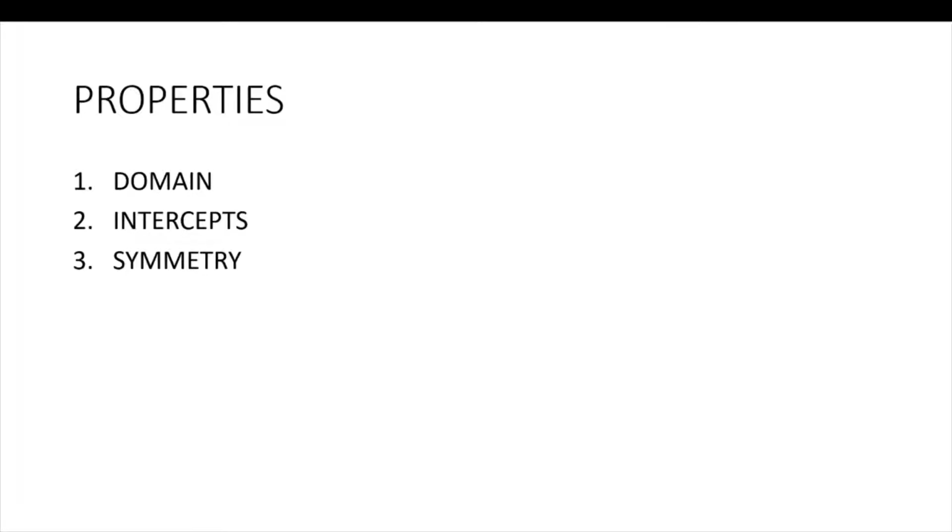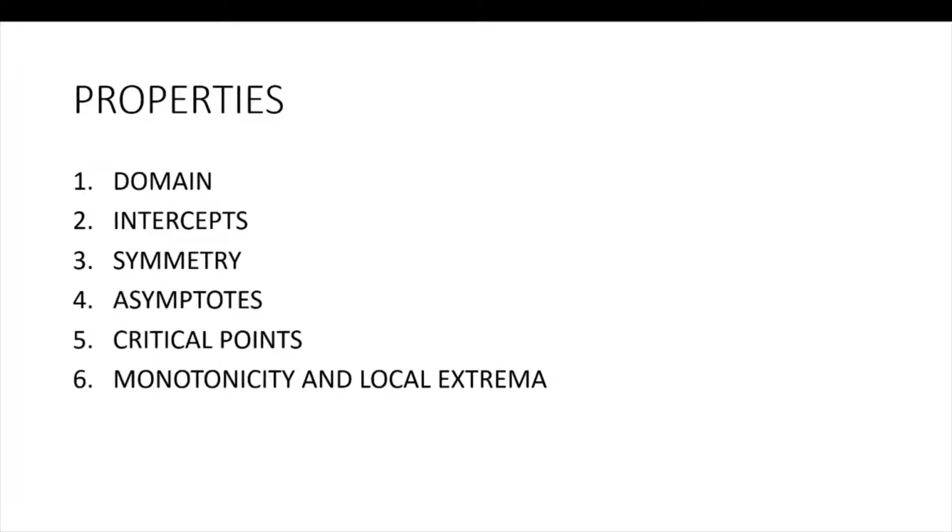Now, what we want to do is to extract more information, important details about a graph that simple point plotting cannot give us. So let's talk about some important properties or characteristics of general curves. You have the domain, intercepts, and symmetry. These three are the non-calculus portion. Then you have the calculus portion: asymptotes, critical points, monotonicity and local extrema, and lastly, inflection points and concavity. So let's go through each of them by having an example.